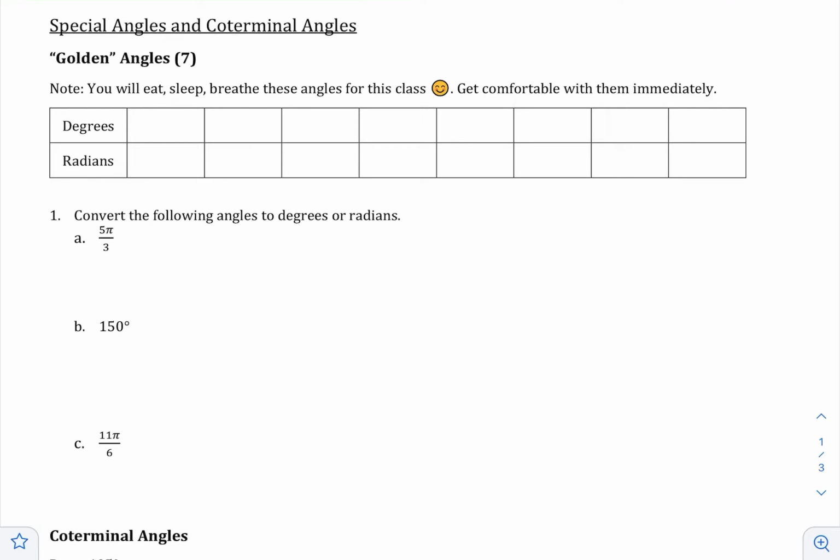We're going to now discuss special angles and coterminal angles. This will be the last video before we start to discuss trigonometry. So I call these the golden angles. That is just something I have made up. They're not officially called that, but when I discuss golden angles, it's going to be these.